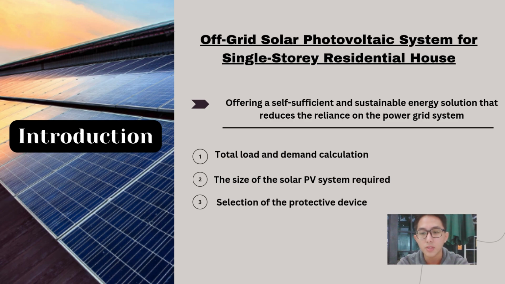We start from the total load and demand calculation, because this calculation can help us determine the size of the solar PV system required for this residential house. And then the last one is the selection of protective devices like the MCCB, MCB, and also the RCCB. Actually, these devices can prevent accidents from happening in case there is a fault in the system.